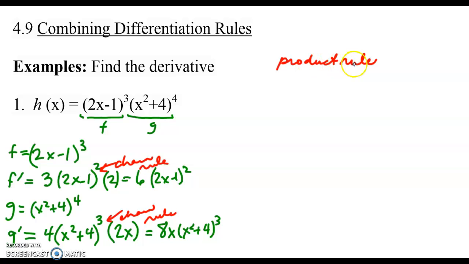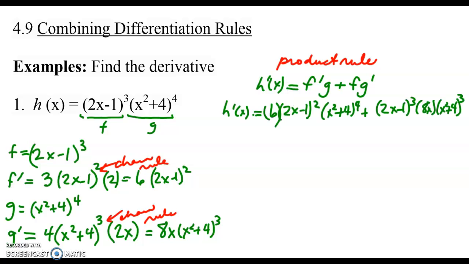Okay, so we're going to use the product rule now to find the derivative of h. We know that the derivative of h will be equal to f prime times g plus f times g prime. So we can write that all down. What I did is I replaced f prime with what we figured out. Here's f prime multiplied by g, plus f multiplied by g prime.